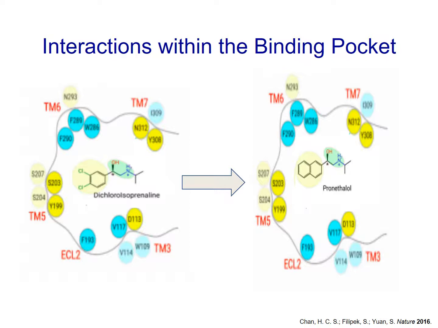Furthermore, as hypothesized by Black, the increased size of the naphthyl side group compared with the chlorine groups allows for stronger dispersion forces to facilitate high affinity binding between pronetholol and the TM5 and TM6 regions.